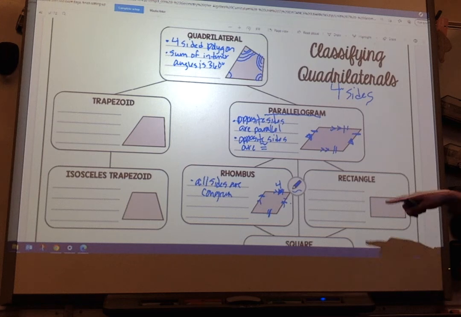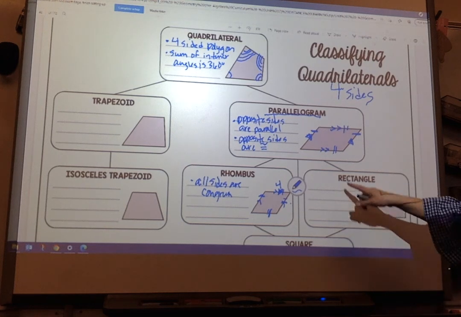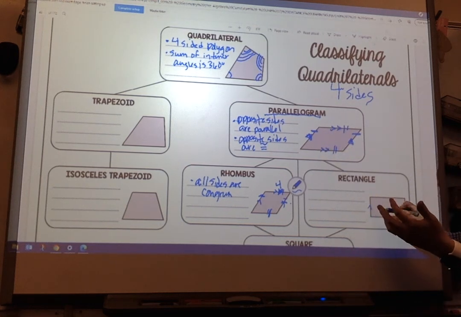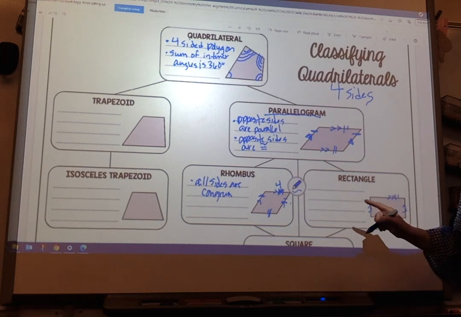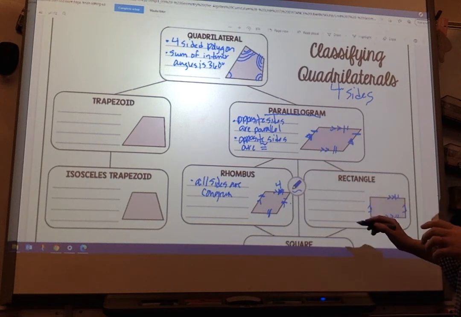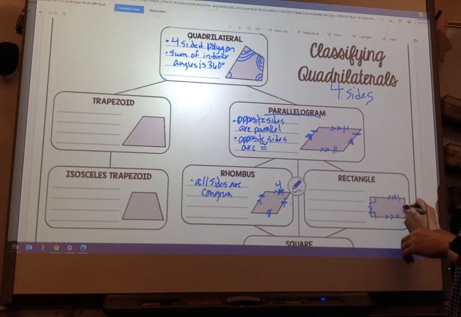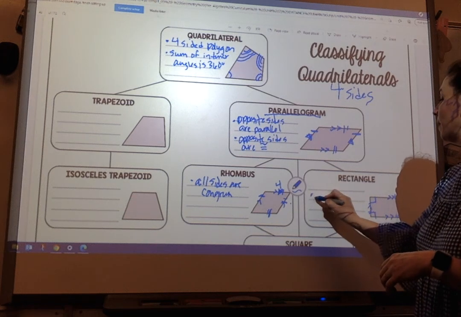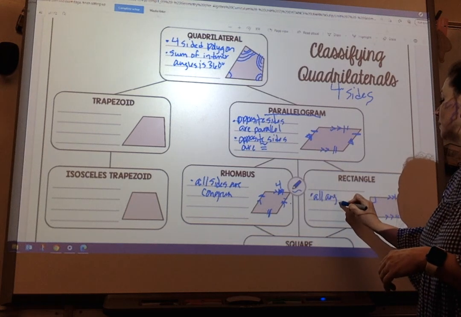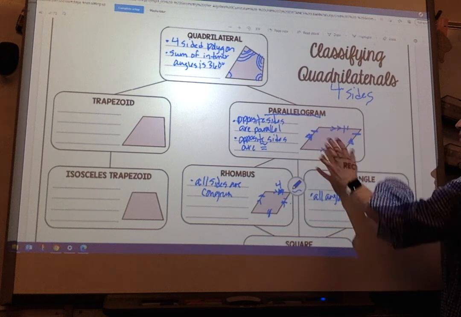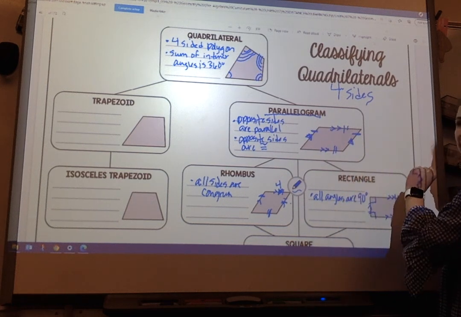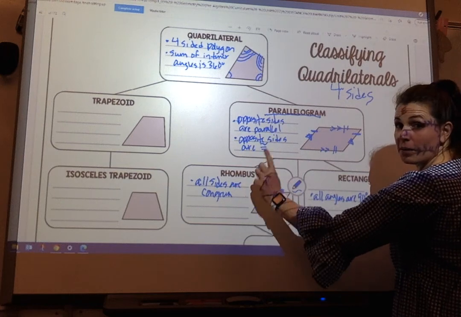In a rectangle, what is special about a rectangle? Well, it still meets these criteria. Opposite sides are parallel, opposite sides are congruent, but in a rectangle, I know that all angles are 90 degrees. Okay, so it still meets the criteria plus 1. Still meets the criteria plus 1.